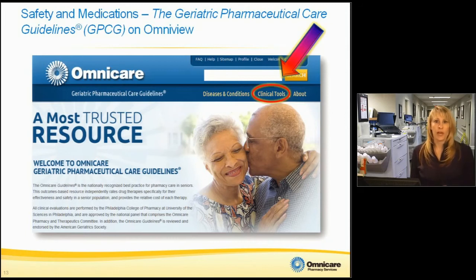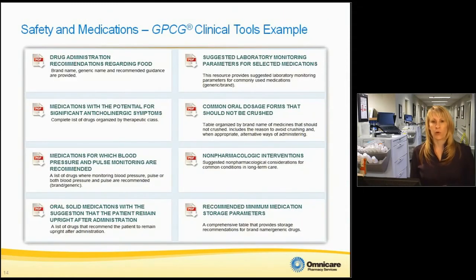Also on OmniView, we have the Geriatric Pharmaceutical Care Guidelines, or the GPCG. And this has really detailed guidelines on it, but what people typically use on a day-to-day basis is the clinical tools. And what those provide to you are these wonderful PDFs that you can download. One of the best ones that people use all the time is the common oral dosage forms that should not be crushed. Not everyone has all of those memorized off the top of their head, believe it or not. So it's wonderful to have a downloadable, and it gets updated regularly.